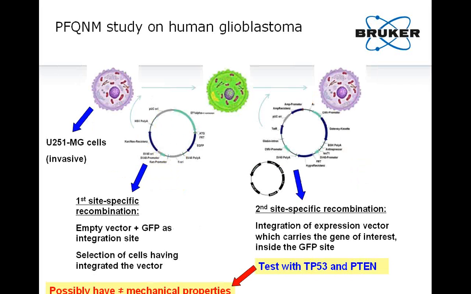So now we're going towards more difficult samples, living eukaryotic cells, which are even more challenging to image because they are much softer and they move under the tip. So the first example is about glioblastoma cells. Those cells are highly invasive and are found in the vast majority of brain cancers. They are by far the most common and malignant form of brain cancers.